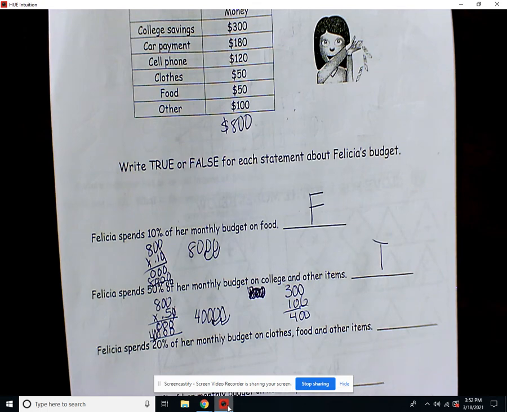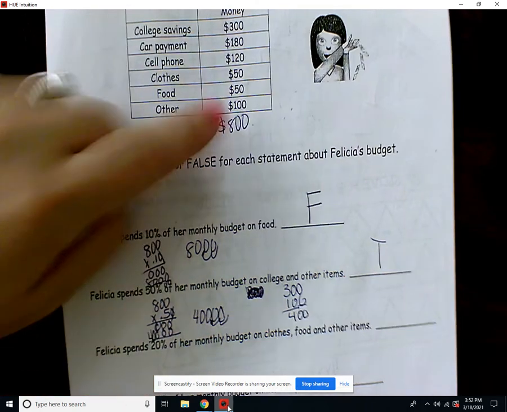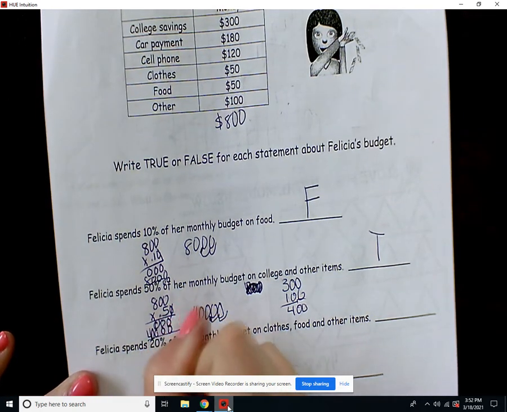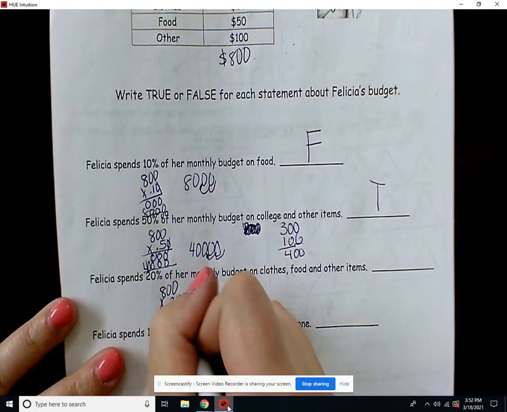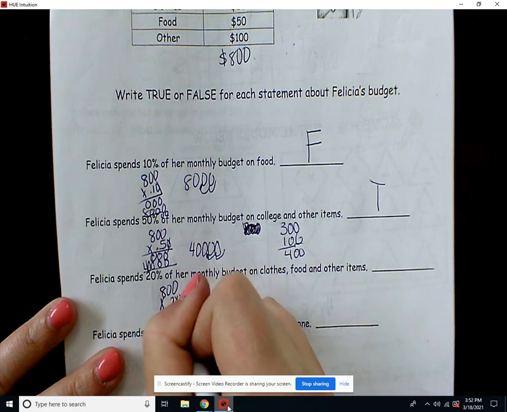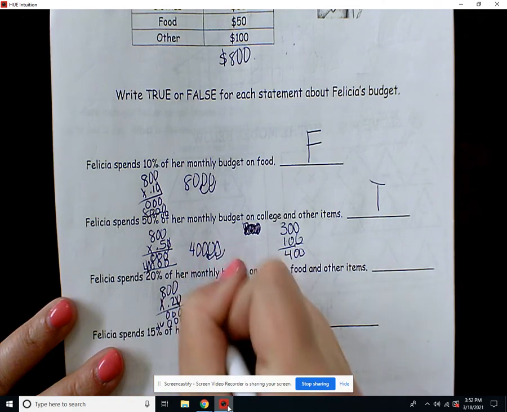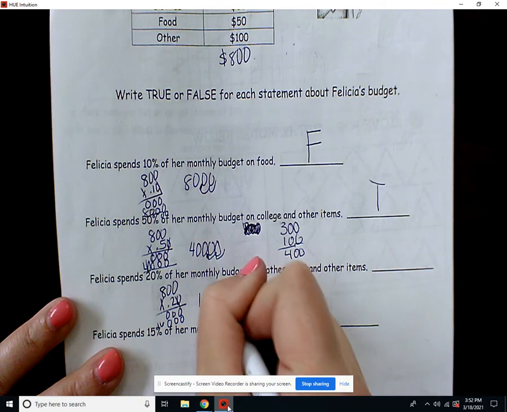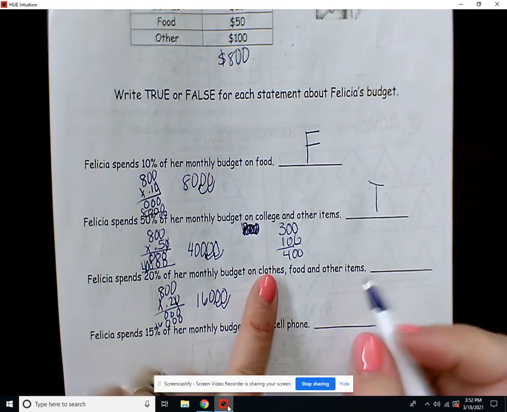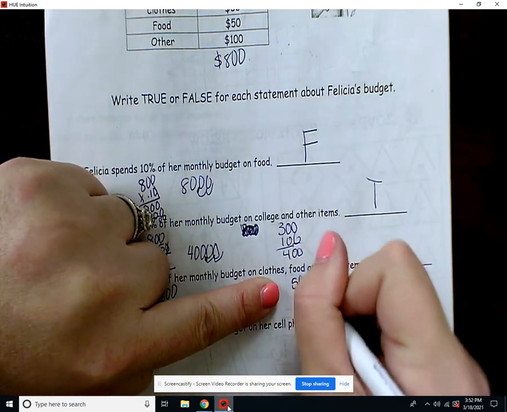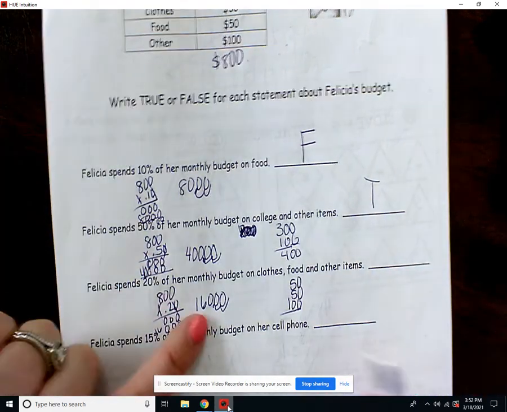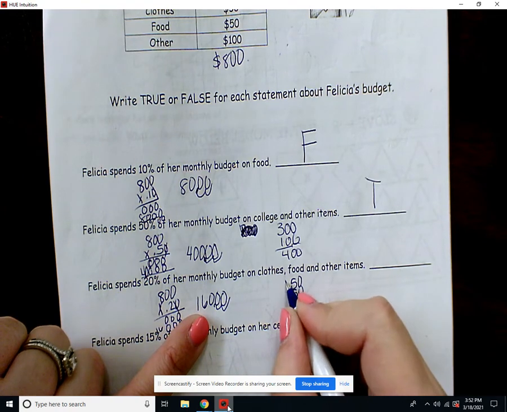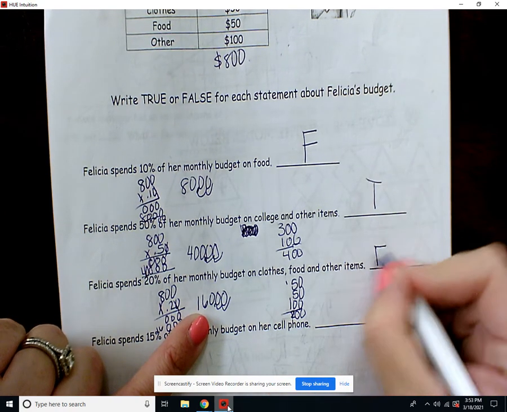Felicia spends 20% of her monthly budget on clothes, food, and other items. So let's again take the 20%, multiply that by 800. So 0.20 times 800, which is 160. So you want clothes, which is 50, food is 50, and other items is 100. And we want that to add up to 160. And that adds up to 200, so that is false.